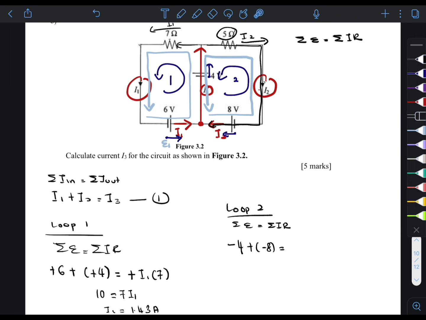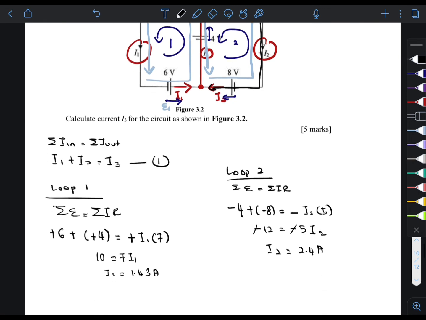Before I put into the equation, I have to make sure I compare the direction. Direction of my current is to the right along the resistance, whereas my loop along the resistance adalah to the left. So dia jadi negatif I2 darab dengan 5 ohm. So this one becomes negative 12 equals to negative 5 I2. Negatif kita boleh cancel sebab kiri kanan ada. And then you will end up with your I2 such as 2.4 ampere.